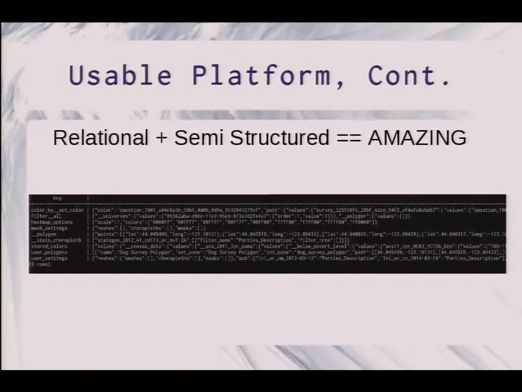Like here is my dog survey polygon. And it's got the name, and then it's got the coordinates here and everything. Also, I had a couple of meshes set and some of my color buys and stuff like that. So all of this shows, okay, I had this thing set at one time, and I made custom colors for things. So it'll keep track of all of that.